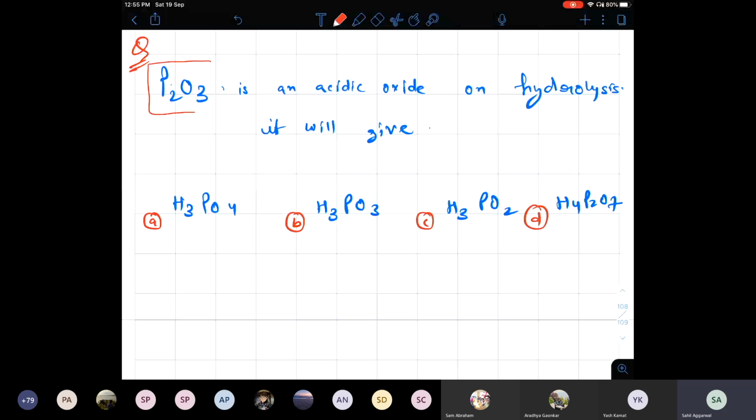This is an acidic oxide which on hydrolysis will give an acid. Acid will have the same oxidation state. We just have to check the oxidation state of the central atom in each case. Let's see the oxidation state of the central atom in this. This will be +3, +5, +3, +1, +6, +5. Hence, this is the answer.